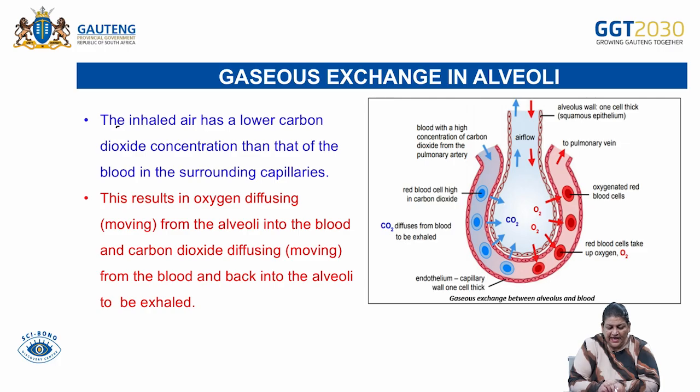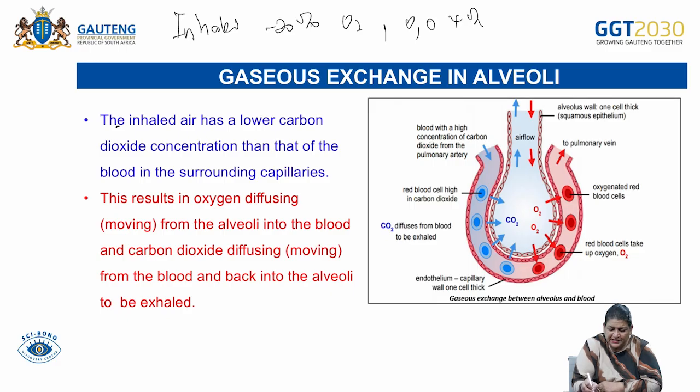So let's see. The inhaled air has a lower carbon dioxide concentration. So you can see air coming in. We breathe in air with more oxygen, that is 20% oxygen. So air breathed in, inhaled air, has at least 20% oxygen and only 0.04% CO2. But when you exhale, the air there is going to have 16% oxygen because you used 4%.